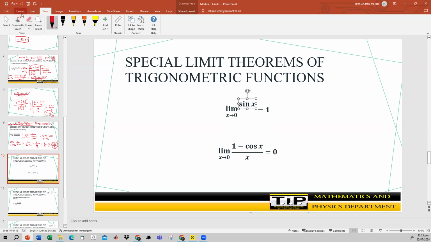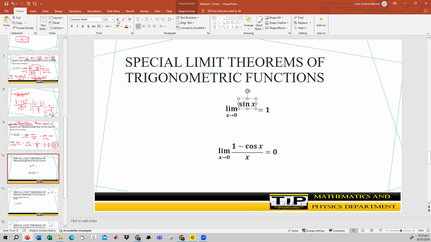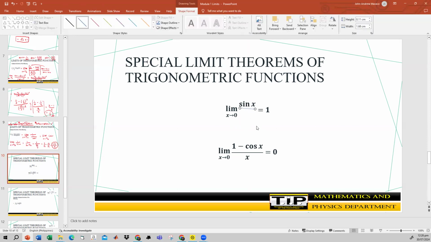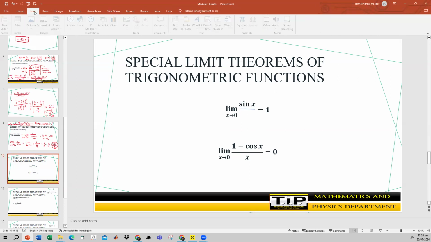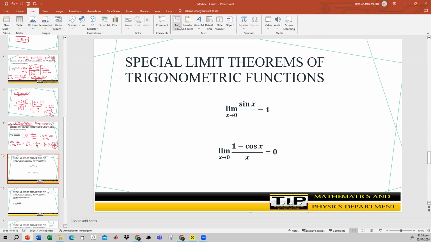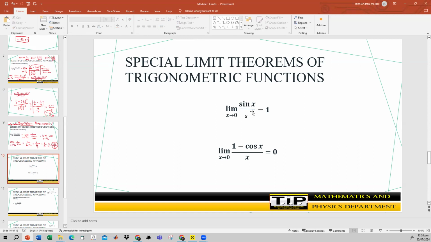I think there's something. This must be over x. This must be like this. So the limit of sine x over x as x approaches 0 is just equal to 1.